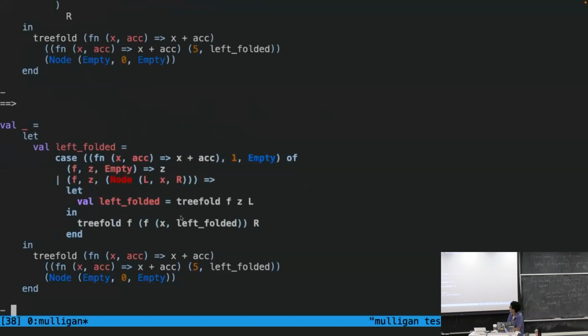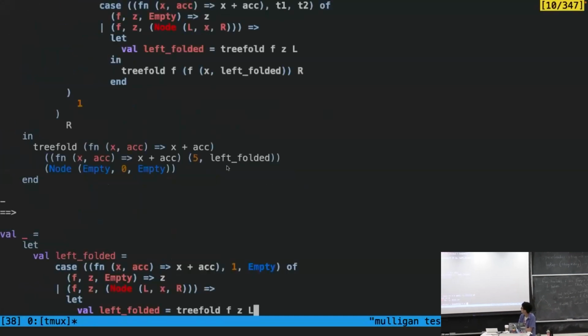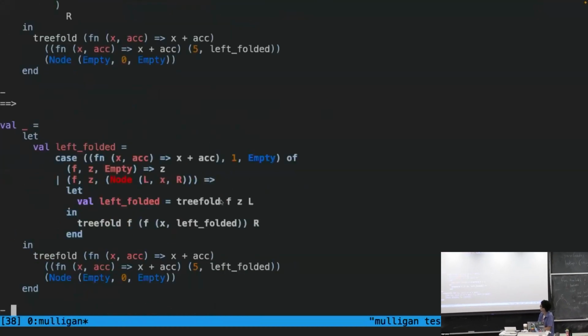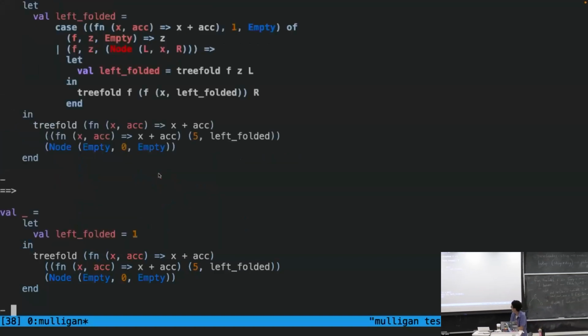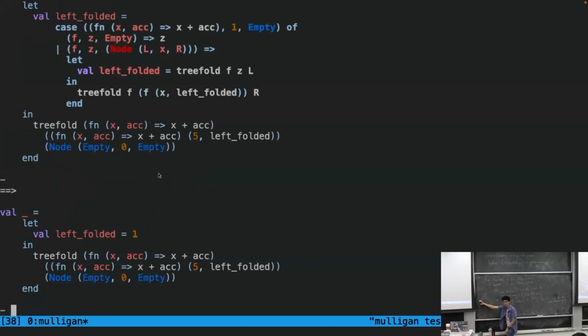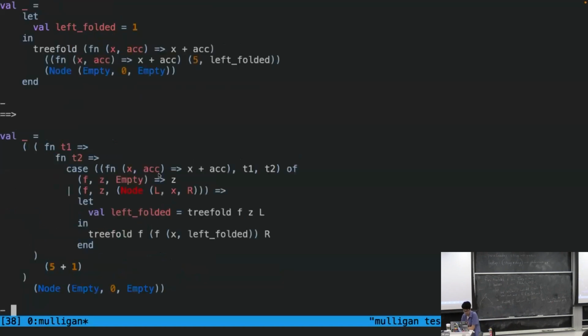Let me not skip over that. Basically, what just happened here is I did the 1 plus 0 for my function. Sorry, my terminal's acting up. Whatever. Let's move forward. So basically, I applied 1 plus 0. And then I pass that into another call to treefold, except on the right subtree of this, which is empty. So I'm just going to return 1 at the end of the day, right? And now I have my left folded from this subtree. So I take that and I add it to 5.